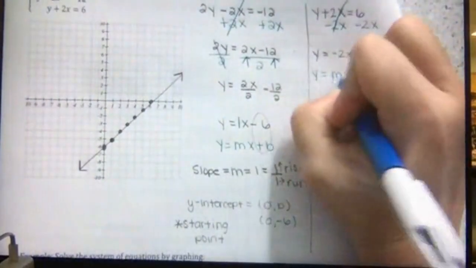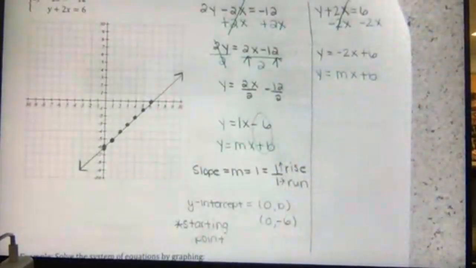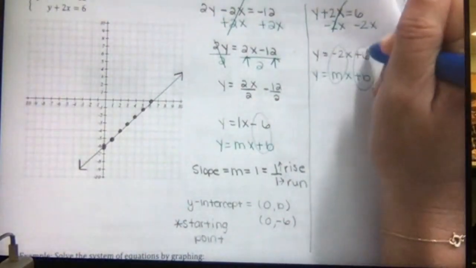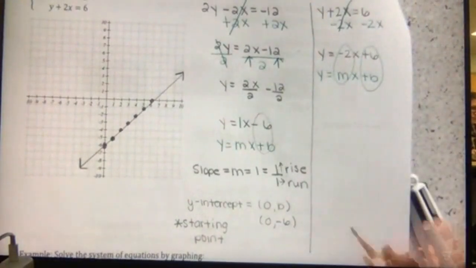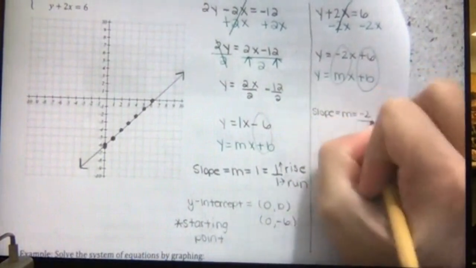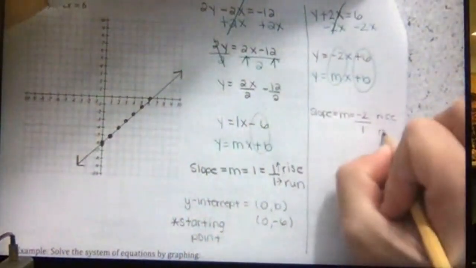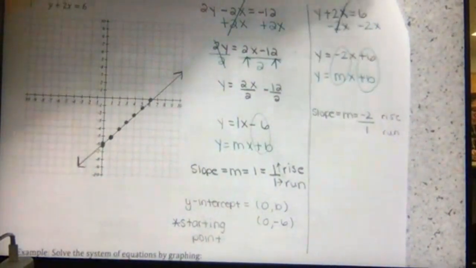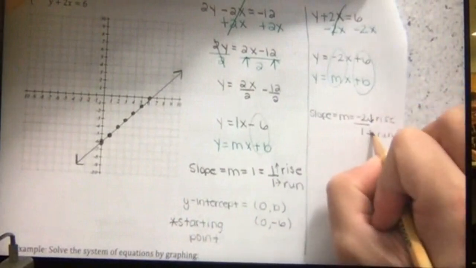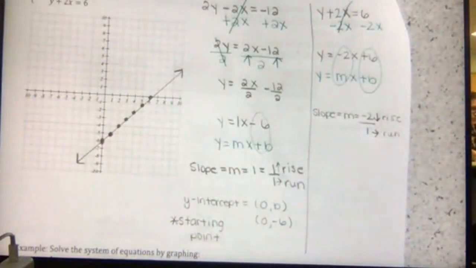So now that's in y equals mx plus b form. Just by looking at it, we know our slope is negative 2, and our b value is positive 6. So our slope, which is m, is negative 2. If you want to write it as negative 2 over 1, go for it. I know my slope is rise over run. If I'm rising negative 2, rise means going up and down, negative means I'm going to go down 2. And I'm running positive 1. Run is going left and right, positive is going to the right 1. So down 2, right 1.